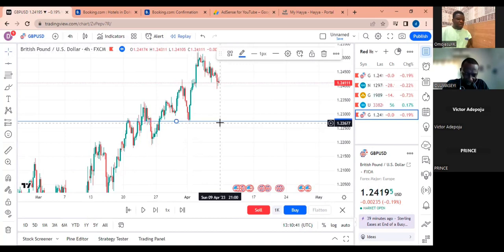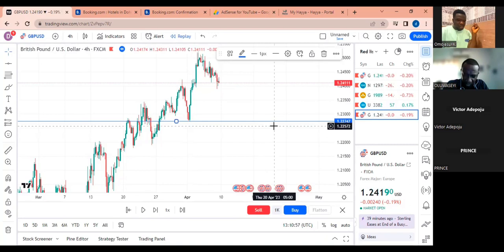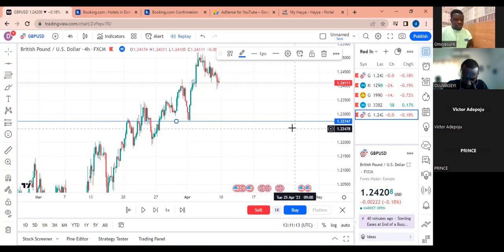Our psychological level has to be a difference of 50 pip. That is, for example, let's say this here now we have 1.22747. It has to be a round number, which is like 1.2200. Then another 50 pip, which will be plus 50, that's 1.2250. Then plus another 50, 1.2300. So I believe, do we understand that, please?